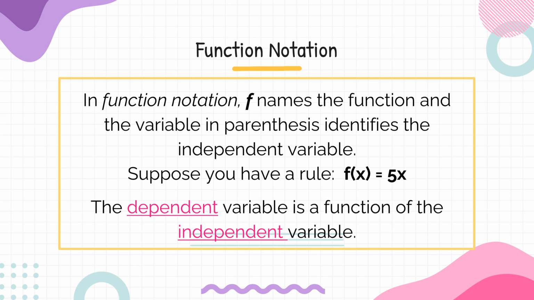So let's talk about function notation. In function notation, f names the function, and the variable in parentheses identifies the independent variable. So suppose you have a rule, f of x equals 5x. The dependent variable is a function of the independent variable. So, in this case, our independent variable is x, like you guys will see throughout this whole unit, and then our dependent variable is f of x, which we also know is y.